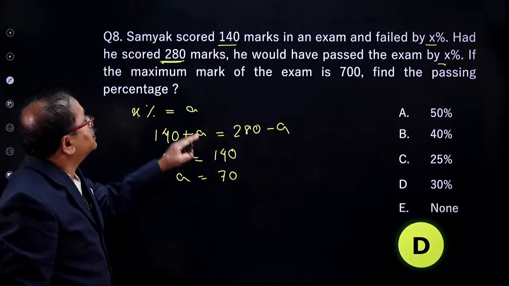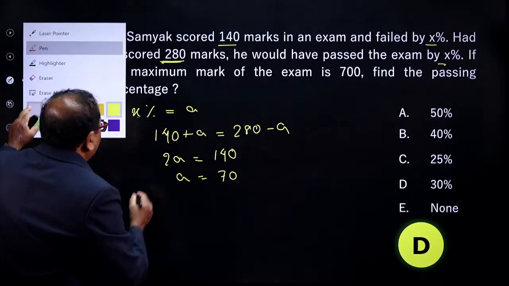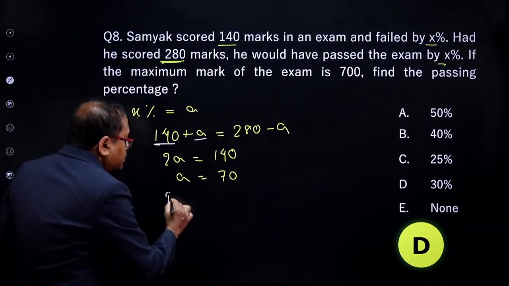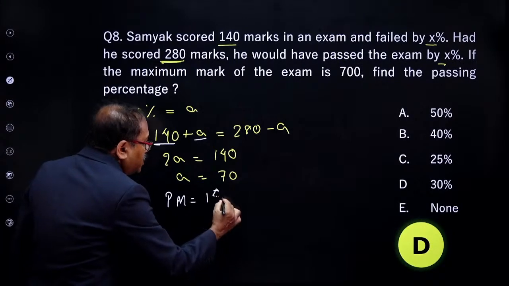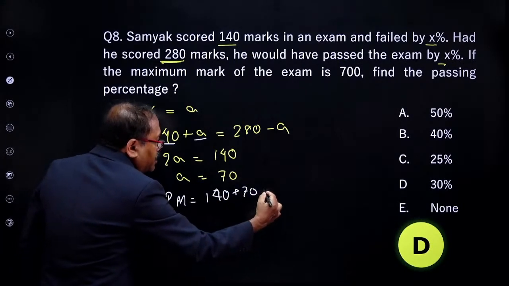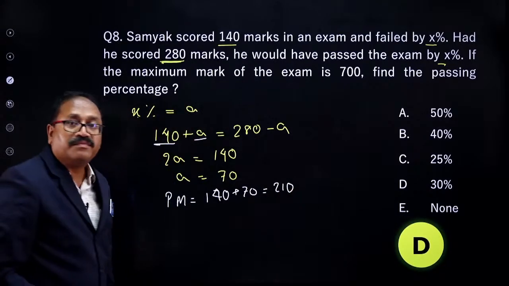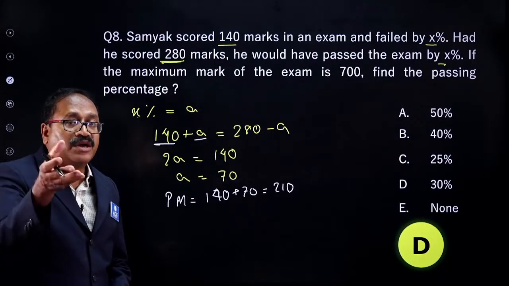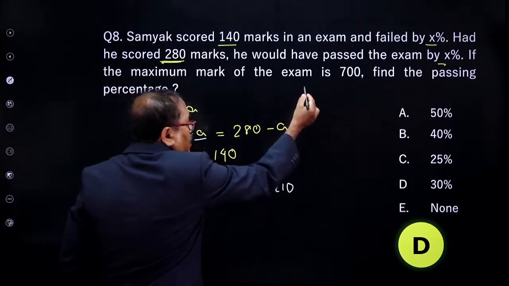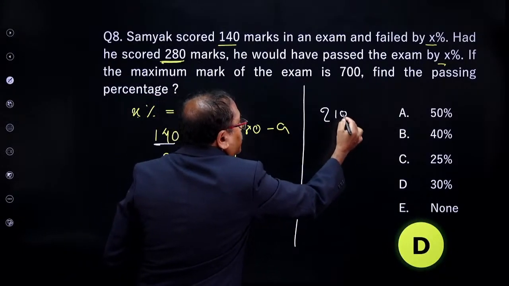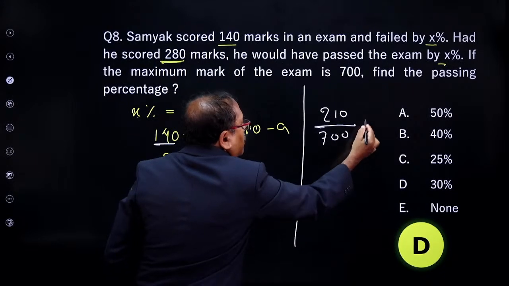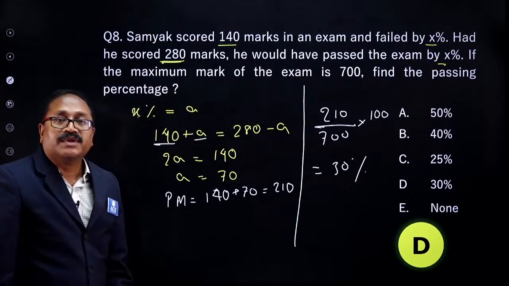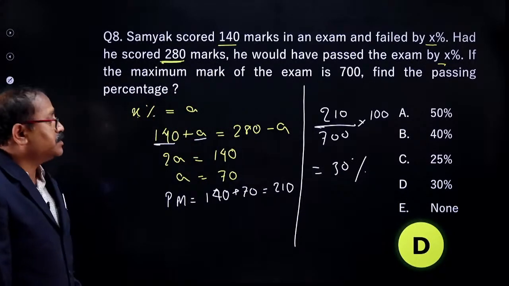And he is failed by A marks. Then what is your pass marks? By scoring 140, he failed by 70. That means the pass marks is equal to 140 plus 70, it comes 210 pass marks. Now what is the pass percentage? So pass marks by total marks into 100. चलिए यहाँ पे ले लेते हैं इसको. Pass marks is 210 and the total marks is 700 and into 100. अब देखिए कितना परसेंटेज आ रहा है, 30% आ रहा है. So the pass percentage is 30%.